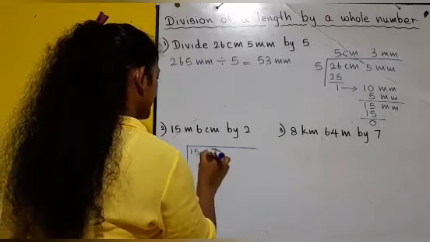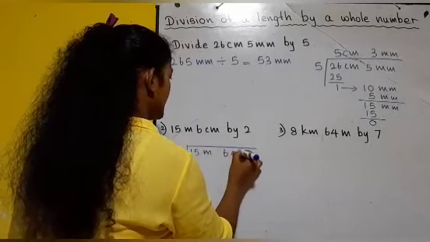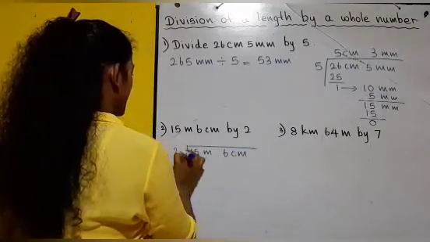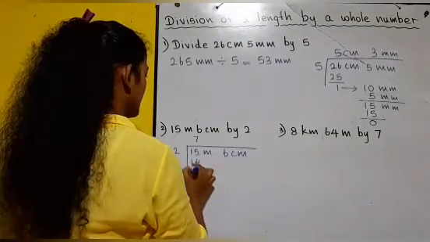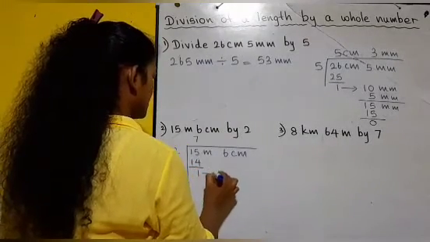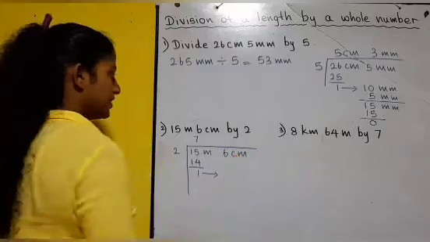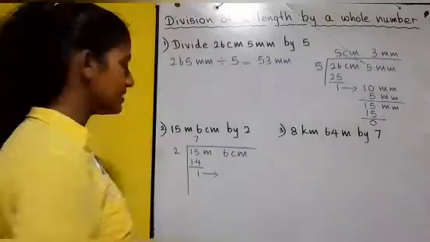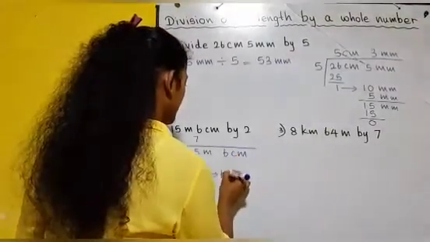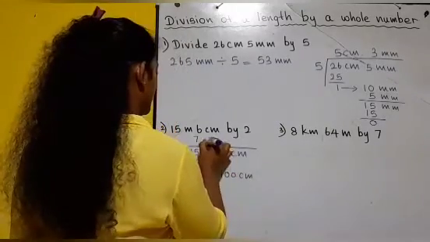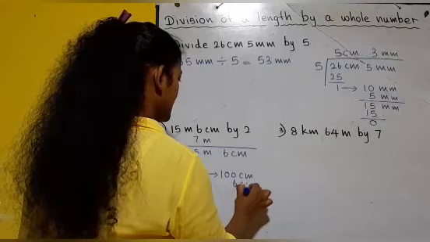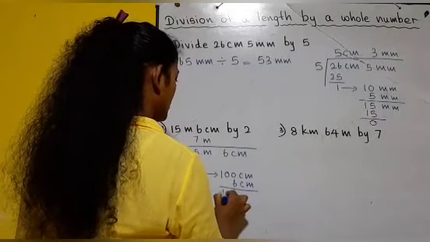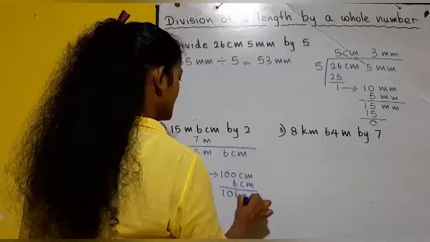15 meters 6 centimeters. Divide by 2. 2 times 7 is 14. 1 remaining. This 1 can be converted into centimeters as 100 centimeters. Then take this 6 centimeters here. Then the total amount is 106 centimeters.